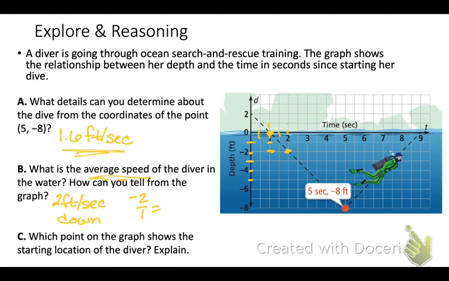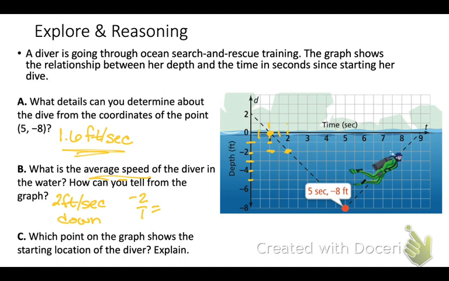Why did we get 2 feet per second and they got 1.6 feet per second? Who's right? Us or them? Us. Why? Because we counted it and got 2. They did math and got 1.6. How though? They just took 8 divided by 5.